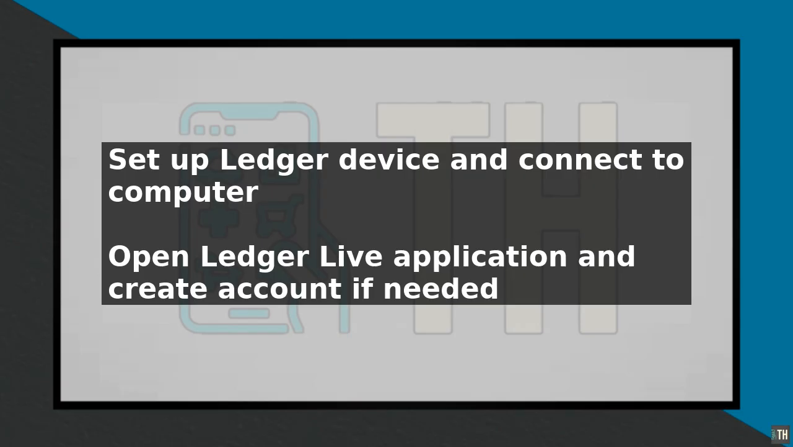Next, navigate to the Accounts tab and click on Add Account, then select the type of cryptocurrency you want to transfer. For example, if you want to transfer Bitcoin, select Bitcoin.